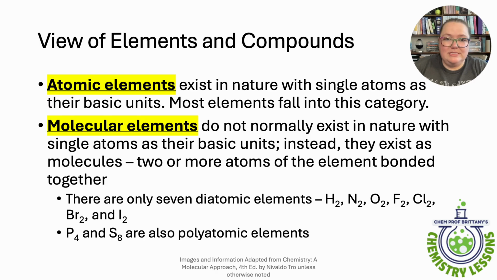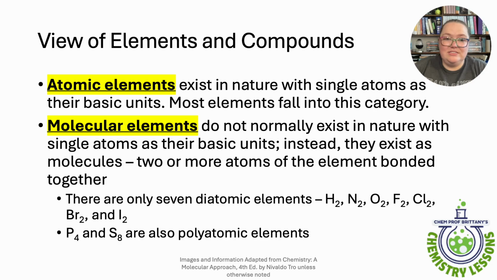Atomic elements exist in nature as single atoms. Most elements fall into this category because most elements are metals, and metals exist as individual atoms a lot of times. Molecular elements are elements that cannot exist in nature as single atoms. The reason for this is they are typically unstable when they exist that way. So they will instead exist as molecules of 2 or more of those atoms bonded together.